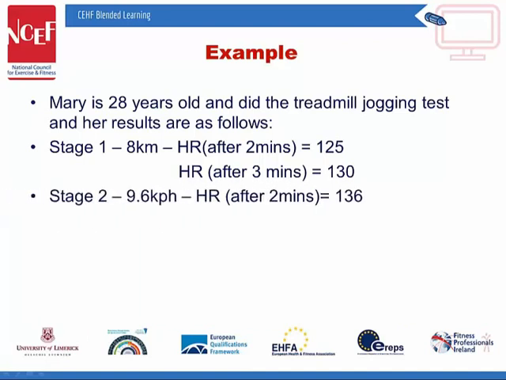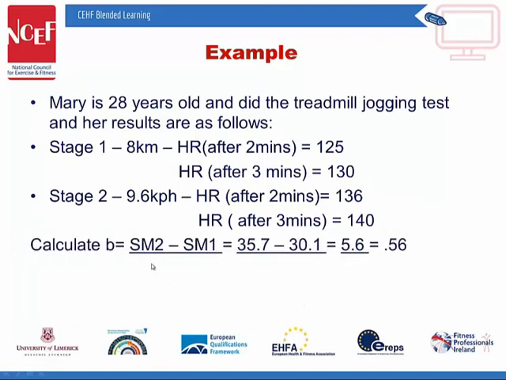Moving on to stage 2, we moved her up to 9.6 kilometers an hour. We took the heart rate after 2 minutes, it was 136. We took it after another minute, and it was 140. Again, we have steady state here, and all of the heart rates are between 110 and 150 beats per minute. So what we need to do then is put those into the formula.